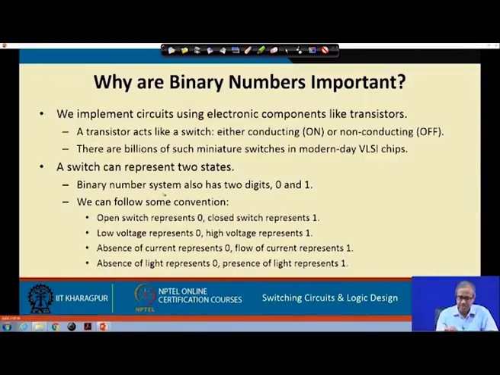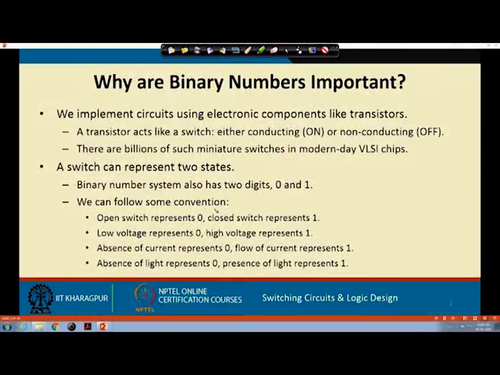Now, as an analogy, the binary number system also has two states or digits, 0 and 1. So, if I represent the conducting state as 1 and the non-conducting state as 0, then I can say that the state of a MOS transistor represents a binary digit. It is either conducting or non-conducting, meaning it is either 1 or 0. So, there is a 1-to-1 correspondence. Similarly, you can follow other conventions.